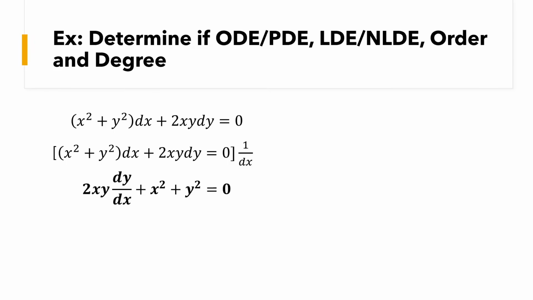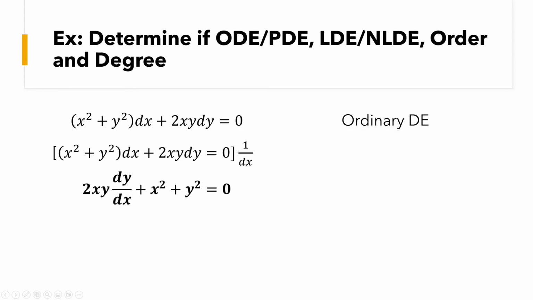Okay, so we can manipulate this algebraically. We can divide by dx so that we get dy over dx basically. So when we divide by dx, we have 2xy multiplied to dy over dx plus x squared plus y squared is equal to 0. With this, it is now easier to identify. Of course, this is an ordinary differential equation.